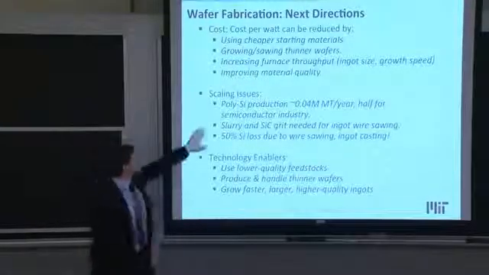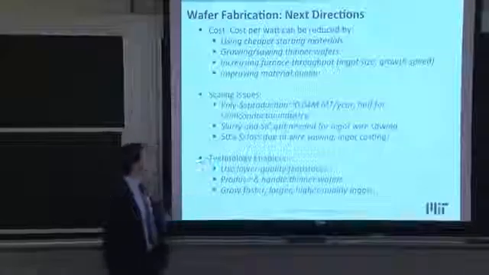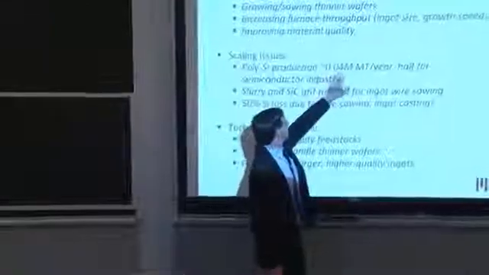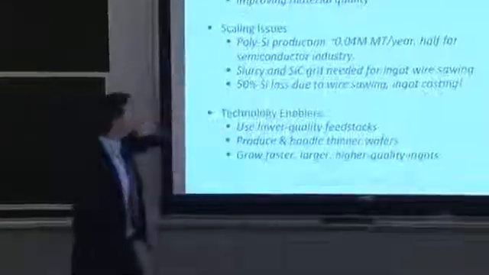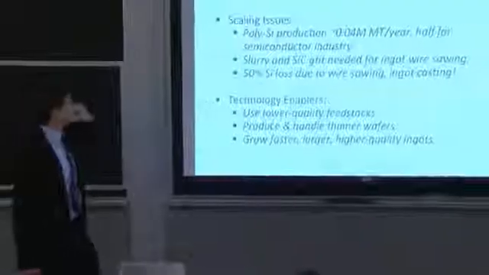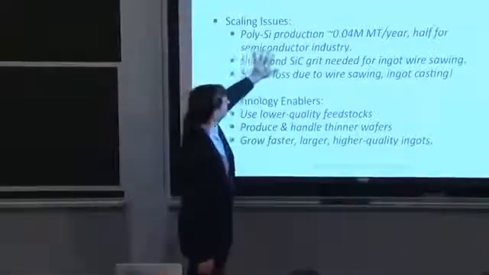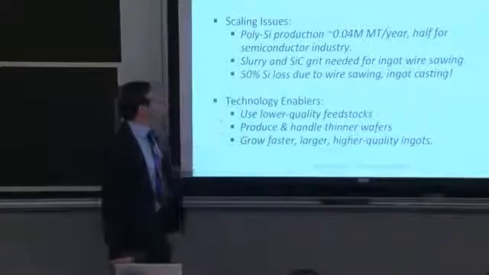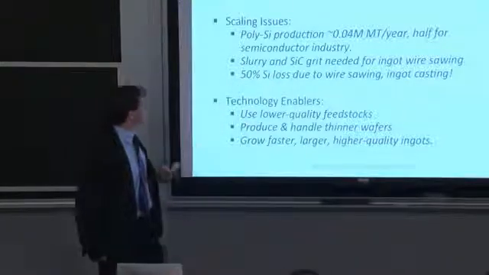The scaling issues. Polysilicon production is currently, well, this is higher now, about 100,000 metric tons per year. And about a quarter of that now, maybe a third, is for the semiconductor industry, and about 3/4 for the PV industry.